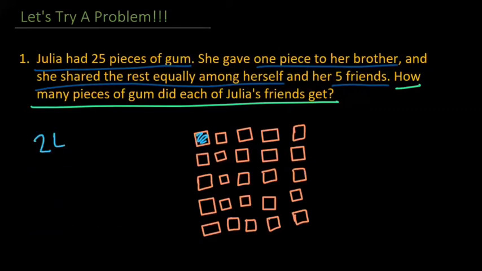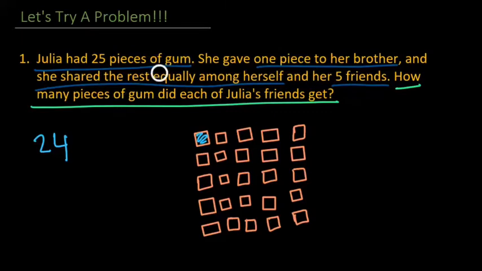We are left with 24. But now we need to solve the second part of the problem. It says, so we solved till she gave one piece to her brother. Now we have to solve from here.